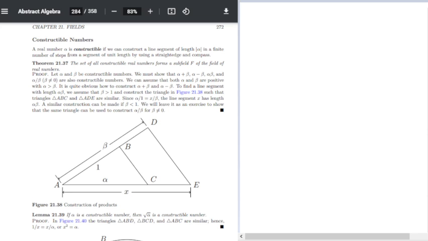To find a line segment with length alpha beta, we assume that beta is greater than 1 and construct the triangle in figure 21.38 such that the triangles delta ABC and delta ADE are similar. Since a over 1 is equal to x over beta, the line segment x has length alpha beta. A similar construction can be made if beta is less than 1. We will leave it as an exercise to show that the same triangle can be used to construct alpha over beta for beta not equal to 0.